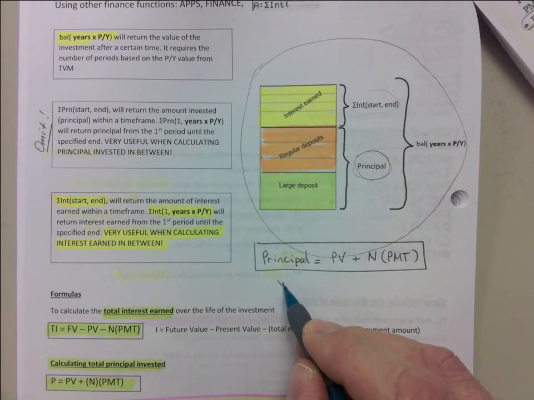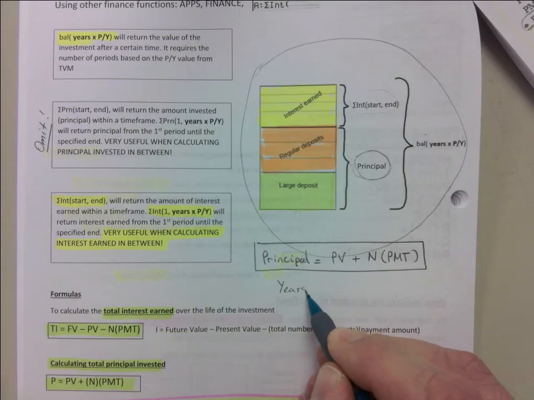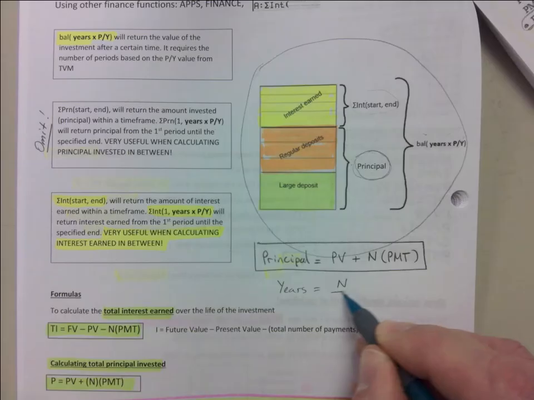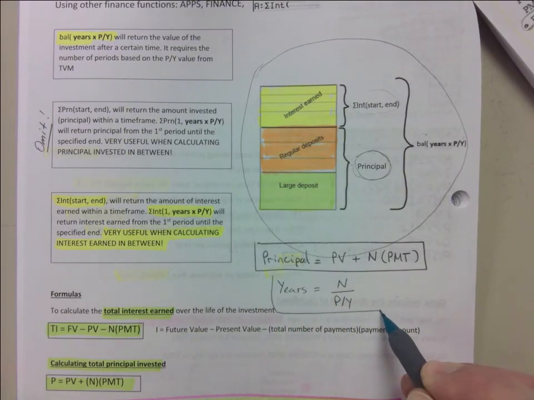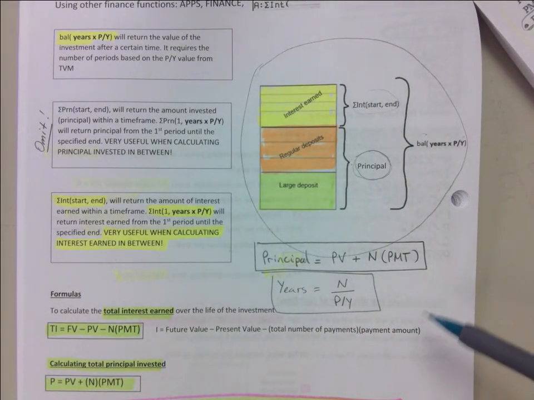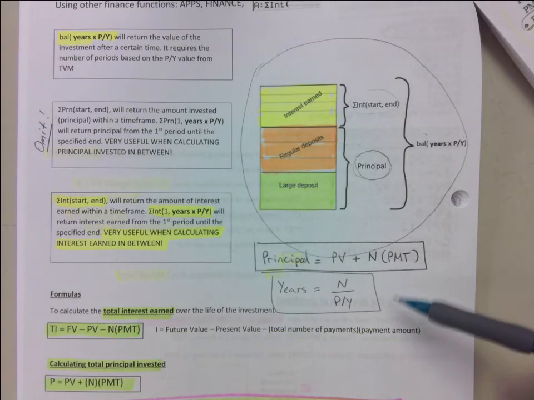As well as years is going to be N divided by PY. These are two very, very important formulas that you need to have as well.